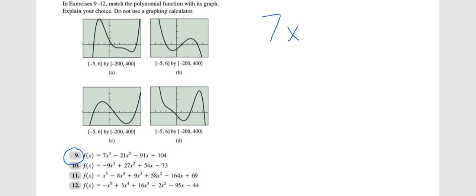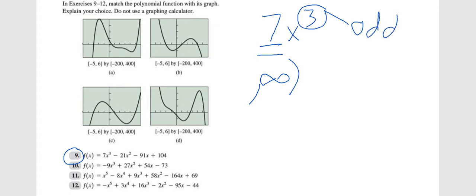Leading term 7x cubed. What does the leading coefficient tell you about the right end behavior? It's going up, right, to positive infinity. What does the odd degree tell you about the left end behavior? It's going down, it's opposite. So we've got the right end behavior and the left end behavior.